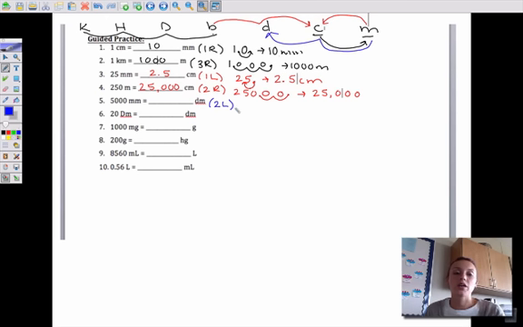Now after I've figured out how many spots I need to move my decimal point and in what direction, I'm going to write down the number of millimeters I had. So I had 5,000, and then I need to put my decimal point at the end because it's a whole number. And because I need to convert it to decimeters, I need to move it over 2 spots to the left. So 5,000 millimeters becomes 50 decimeters.